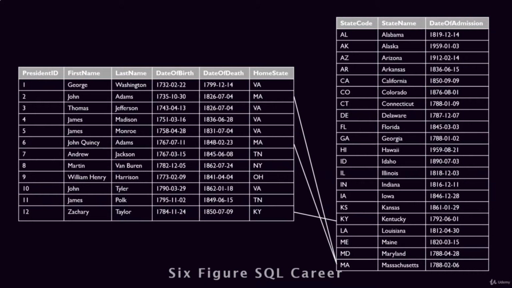One, if I'm writing a report or writing a query where I need to show the full state name rather than just the state code, then I do the join to make that. Also, if I wanted to write a special query, for example, I want to show all the presidents from states that have been admitted to the Union after 1800, I would get my information from the president table, but then I would join it to my states table in order to filter by the date of admission.